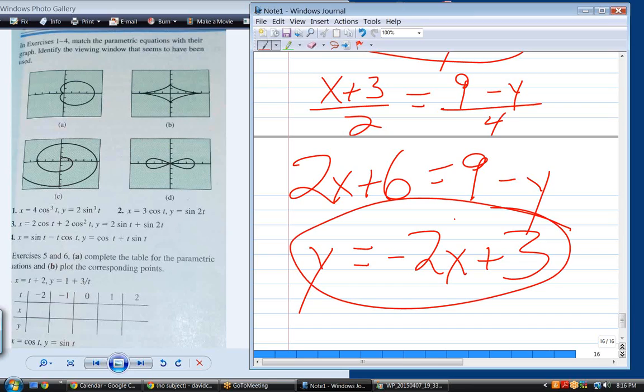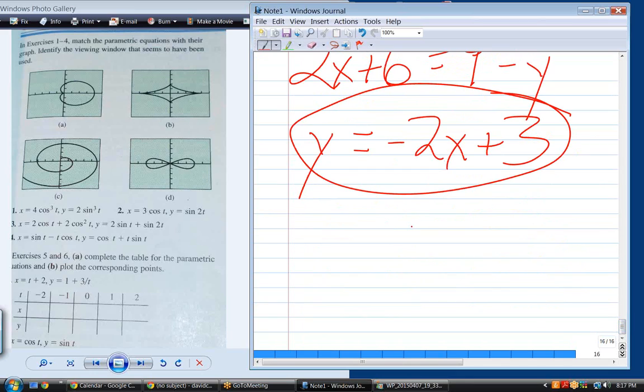What's that the equation of? It looks like it's a straight line. Yeah. It's a linear equation. It's a straight line with slope minus 2 and an intercept of 3. But here's the kicker. It's not this straight line. In other words, there's our intercept. There's the slope of minus 2.